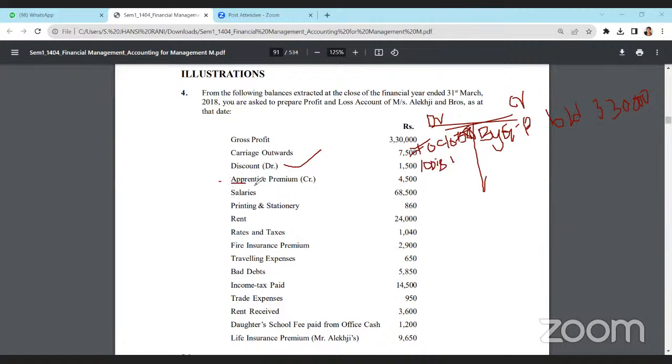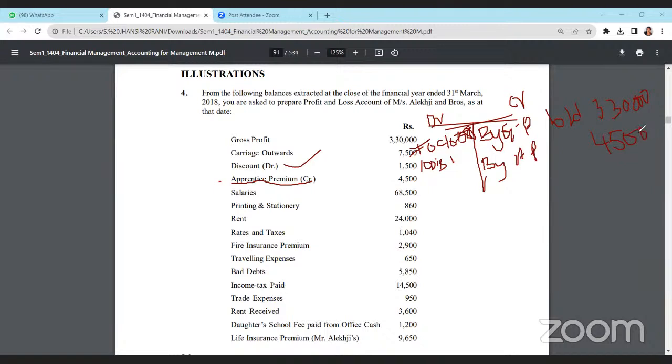Next, apprentice premium, credit. Credit means nothing but it's an income to us. So all incomes are written on the credit side. So here I write by apprentice premium, and the amount is 4,500. This will be written on the credit side, 4,500.